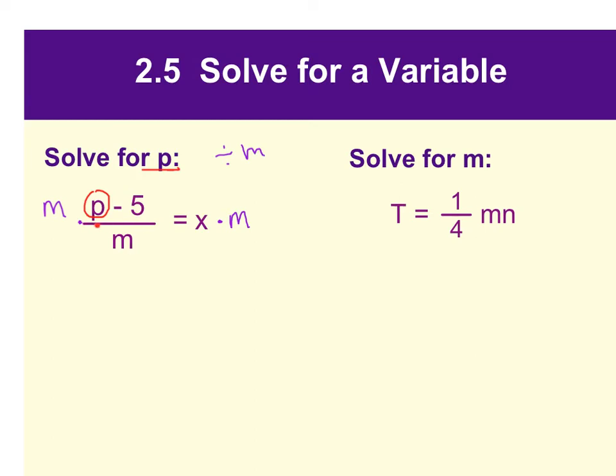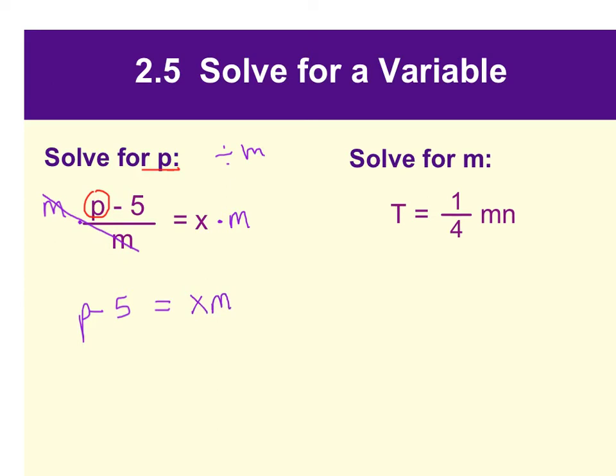So if you ever have a big division bar like this, a big fraction, you're going to undo that first. So opposite of dividing by m is multiplying by m. Now when you multiply by m on the left over here, these cancel each other out right away. So when you rewrite the problem, all that you have left is that p minus 5 on top. Carry down your equal sign. Now over here, x times m is just xm. We can't write it any other way but that.